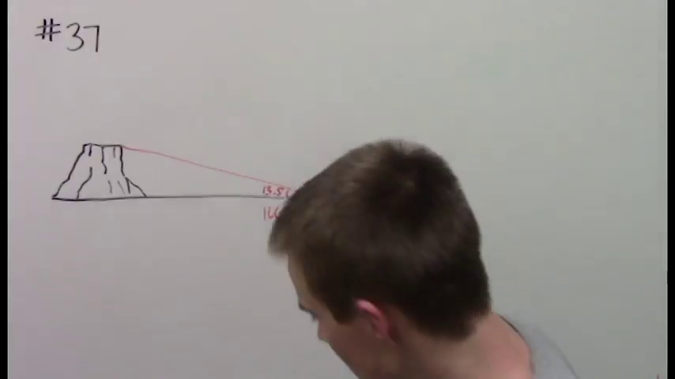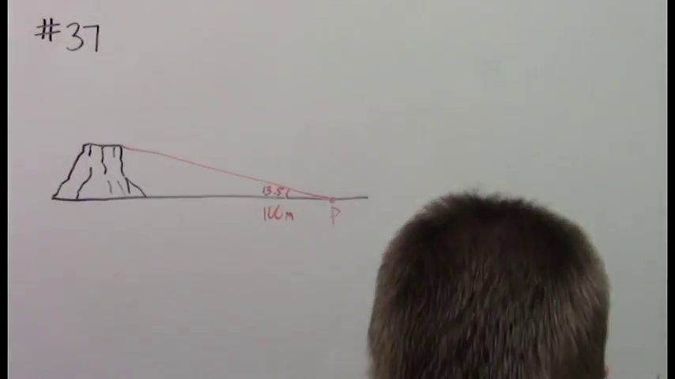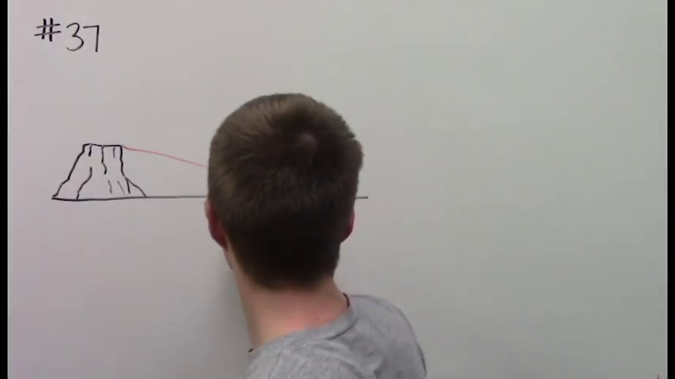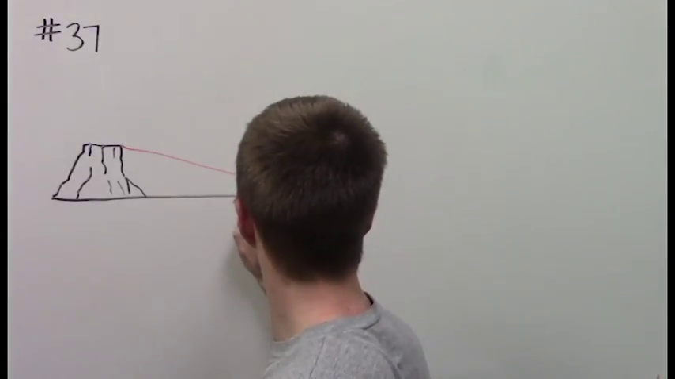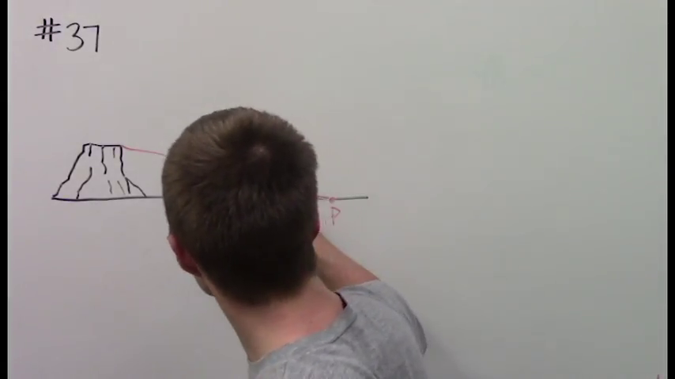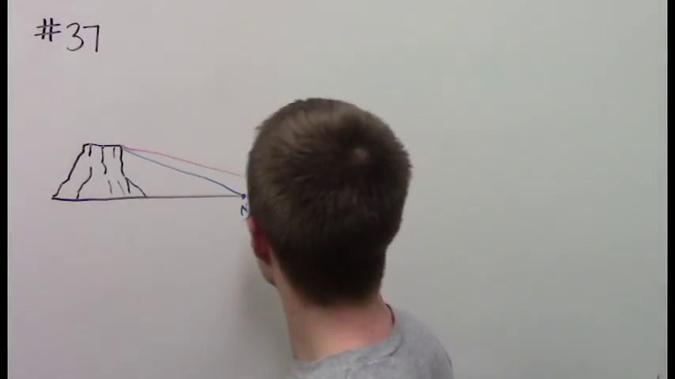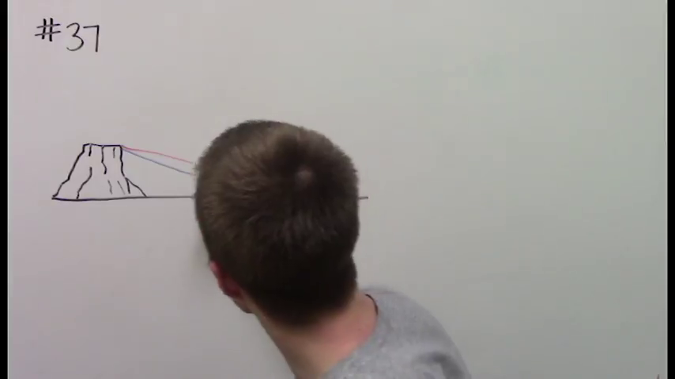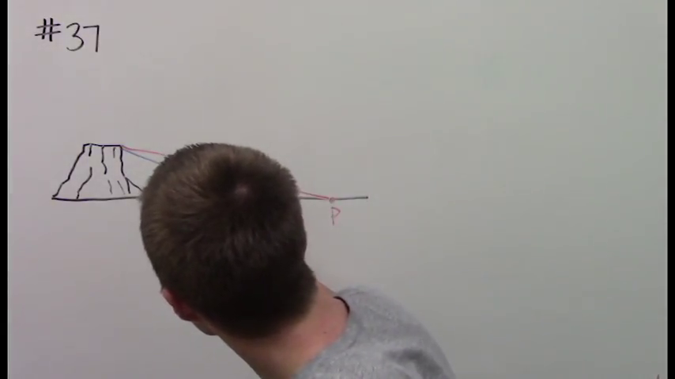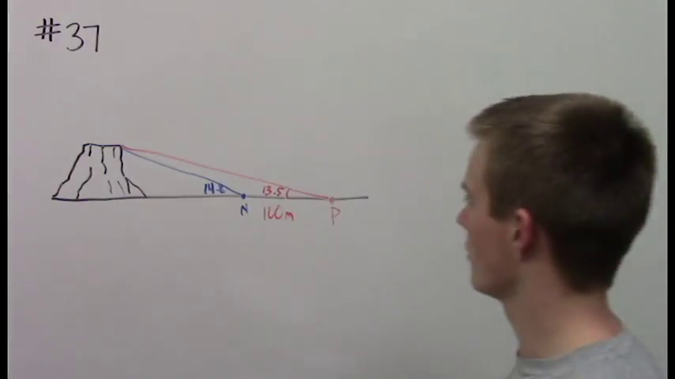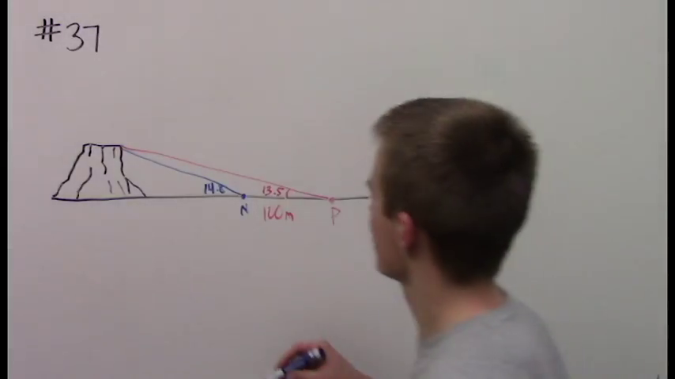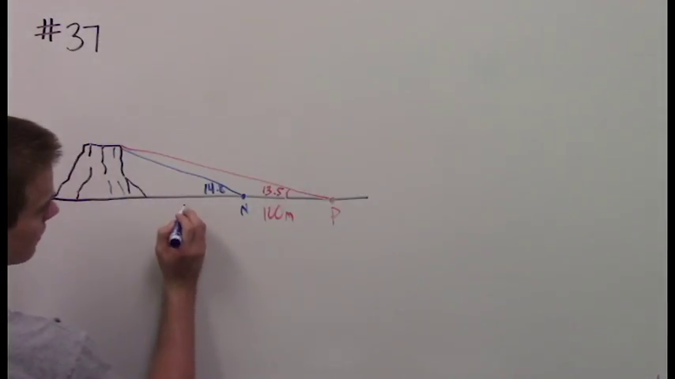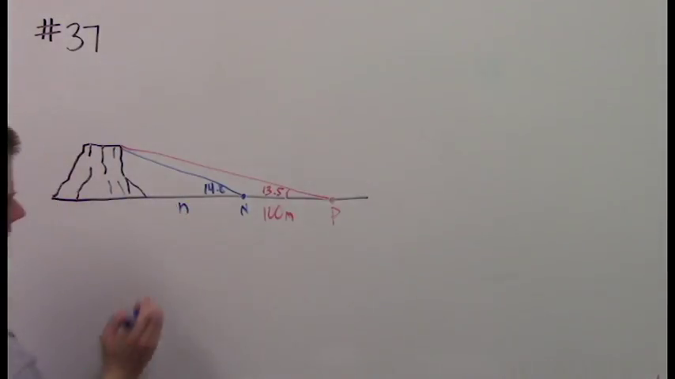We'll use a different color. So he's now at point N, and he measures the angle to the top, and he records that it is 14.8 degrees. So it wants to know this distance. We'll call it lowercase n.